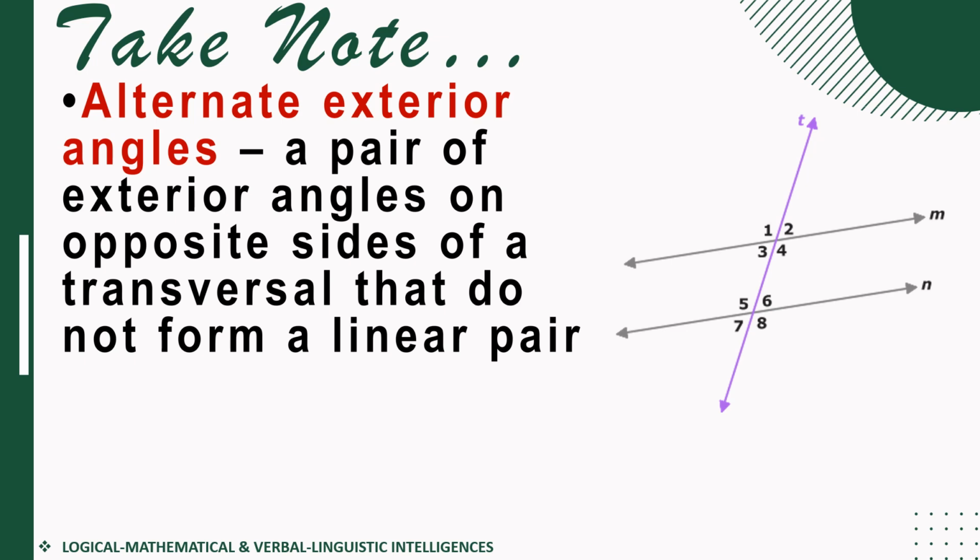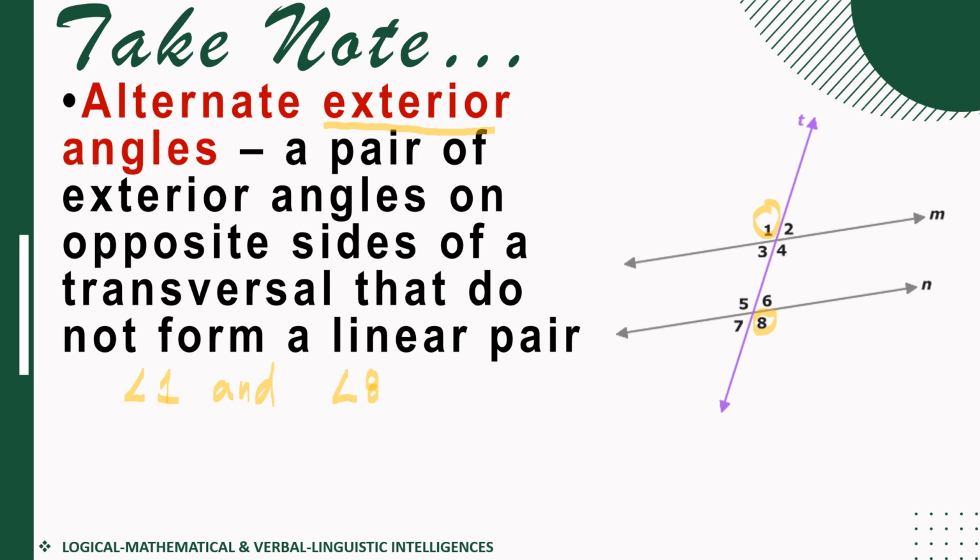It's the same manner. We need to look into those angles on opposite sides of the transversal, but this time we're just going to focus on exterior angles. So we have angle 1 and angle 8. The other one should be at the left side of the transversal, and the other one should be at the right side of the transversal.